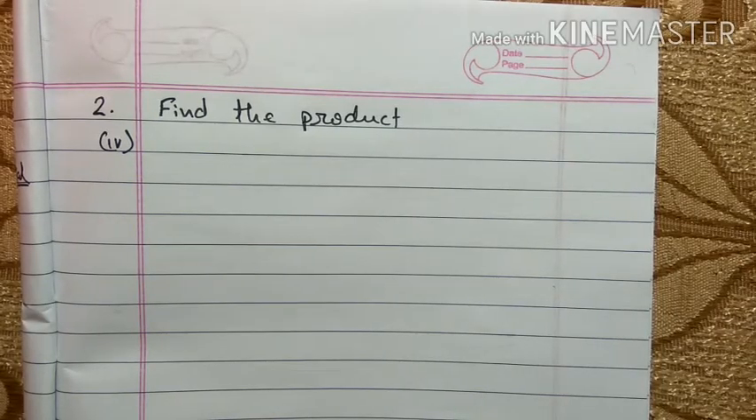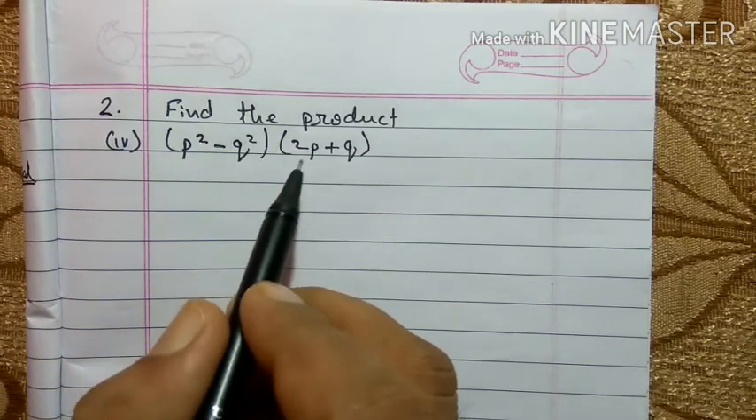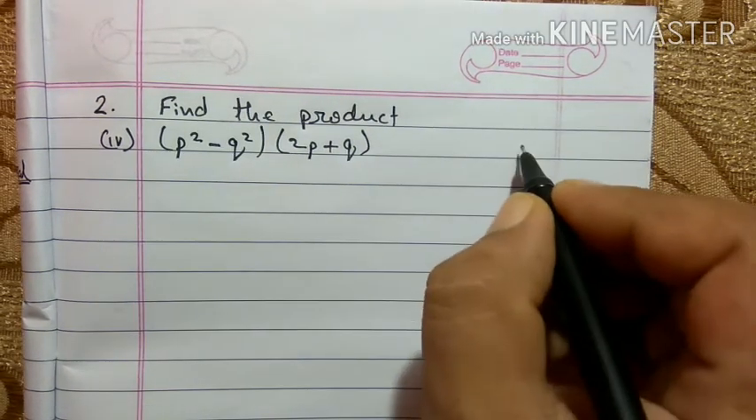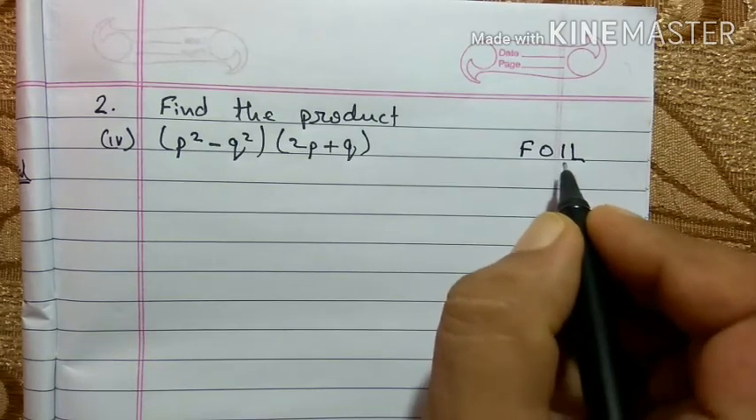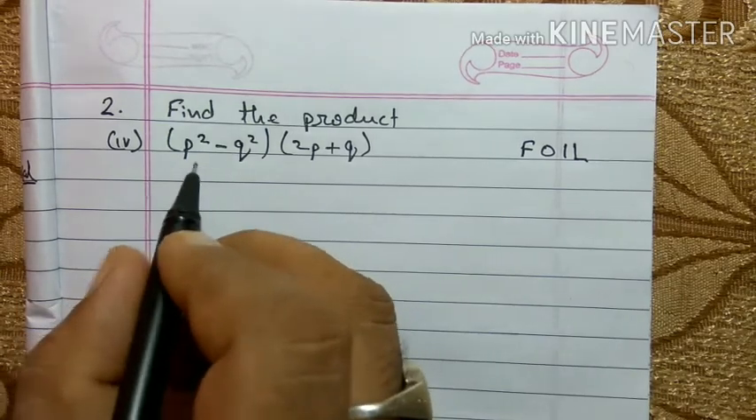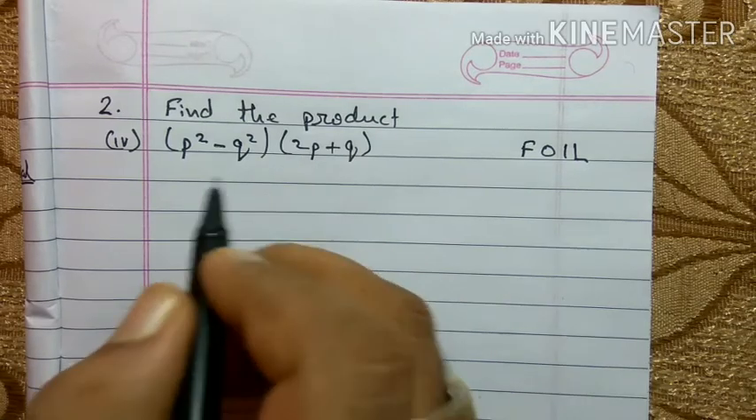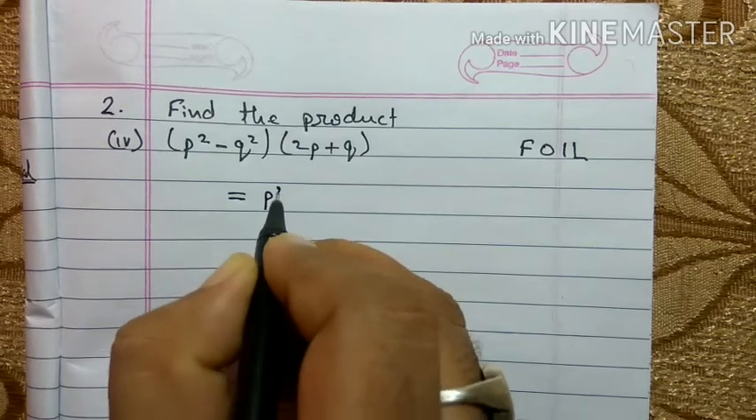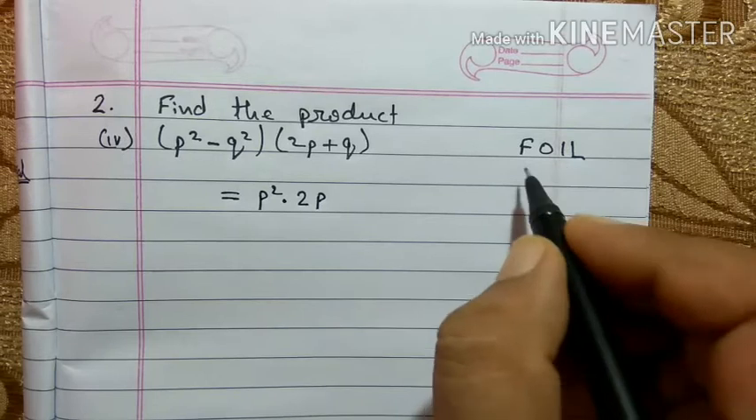So let's take one more example from question number 2. The fourth question is p square minus q square multiplied by 2p plus q. Using again the same method, that is FOIL: first, outer, inner, last. The first numbers from both the brackets are p square and 2p. So we will multiply p square into 2p. We have done first.